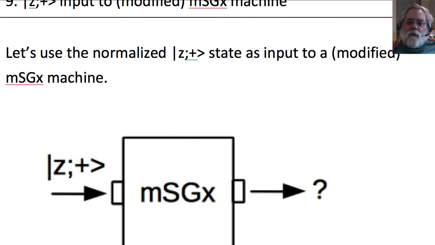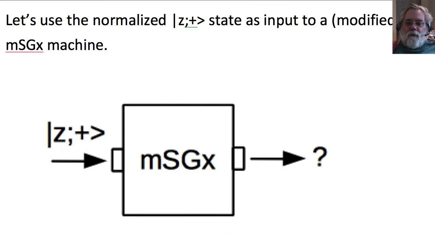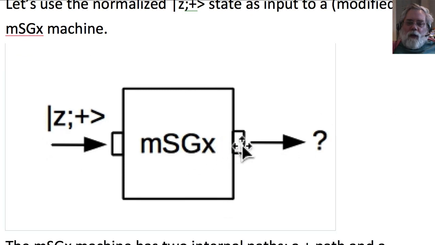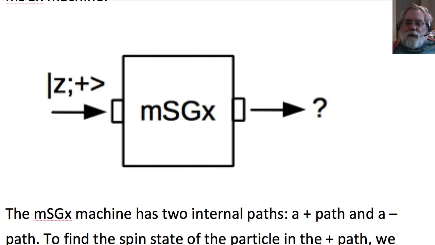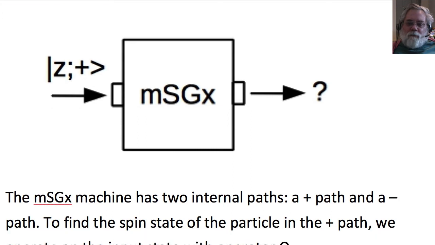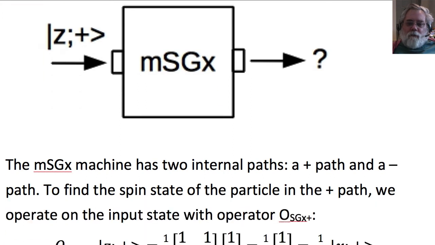So let's use the normalized Z plus state as input to a modified SGX machine. Now the modified SGX machine has only 1 output port. It has the ability for us to block 2 internal paths, a plus path and a minus path. But we're not going to block those paths here. So our expectation is that this modified SGX box should do nothing. If we feed in Z plus, we get out Z plus.